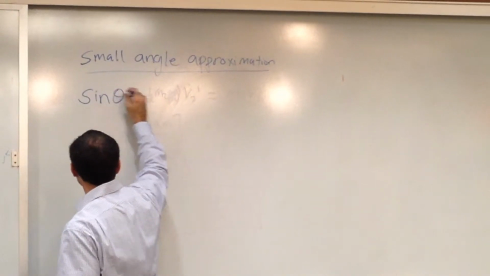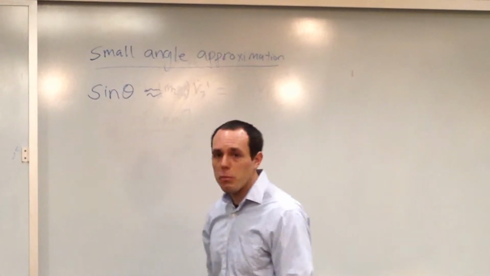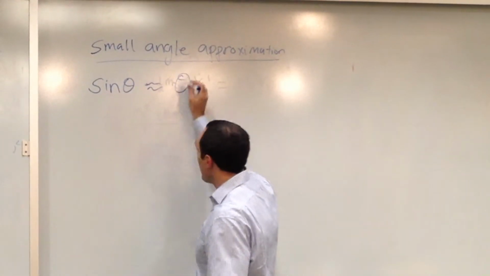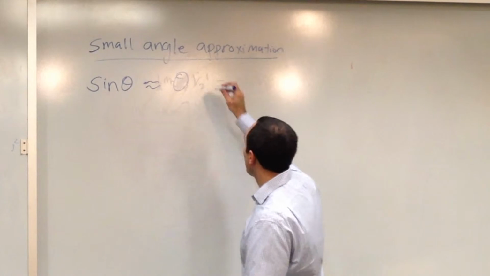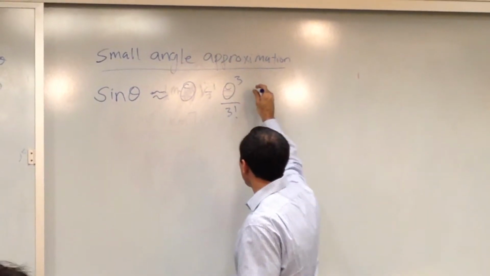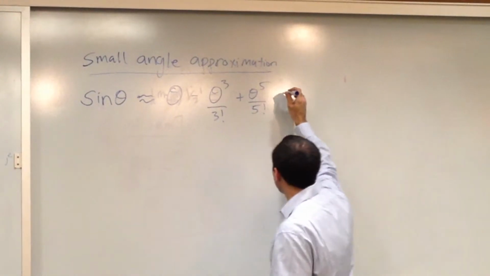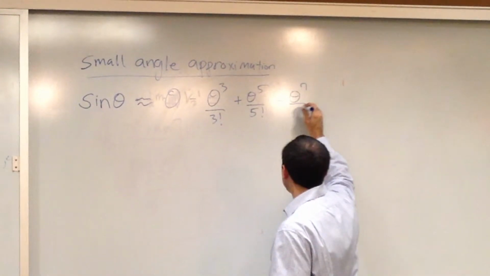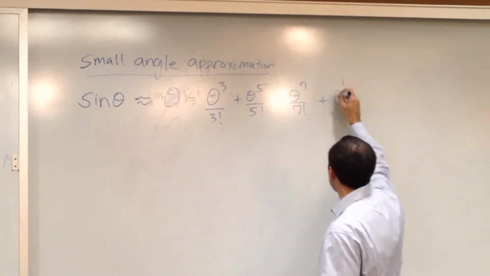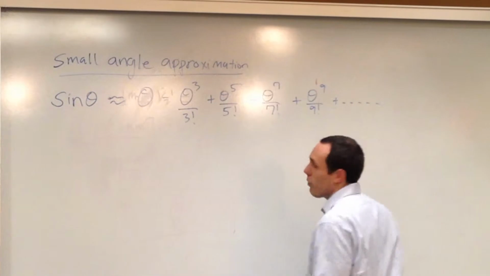the sine of an angle theta is approximately equal, if we go term by term, to theta, then minus theta cubed over 3 factorial, plus theta to the 5th power over 5 factorial, minus theta to the 7th over 7 factorial, plus theta to the 9th over 9 factorial, plus continuing forever.